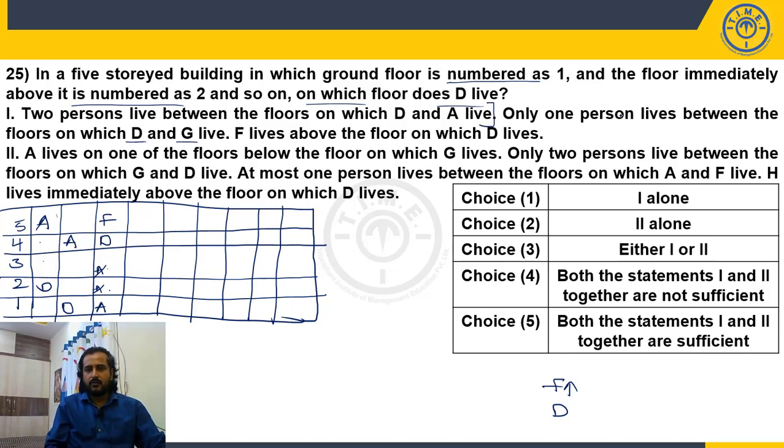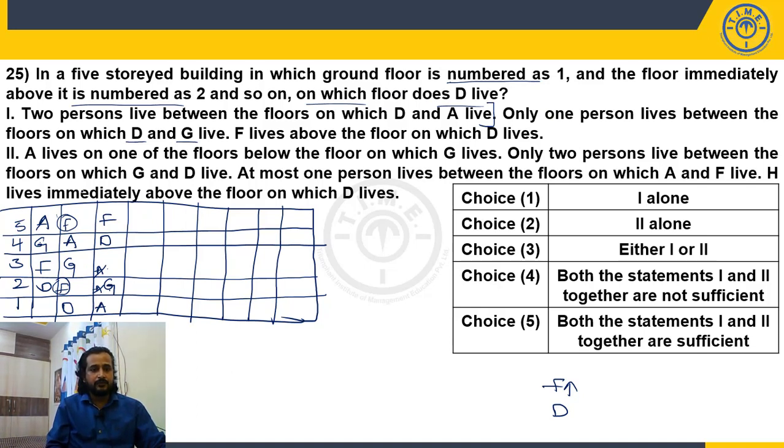What is given next? Only 1 person lives between the floors on which D and G live. So D here, 1 gap, G. D here, 1 gap, G. Next, F lives above the floor on which D lives. Yes. Now F can be here. F can be any one of these two. That's it. But what is the question?